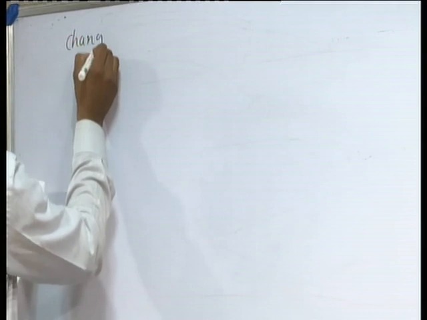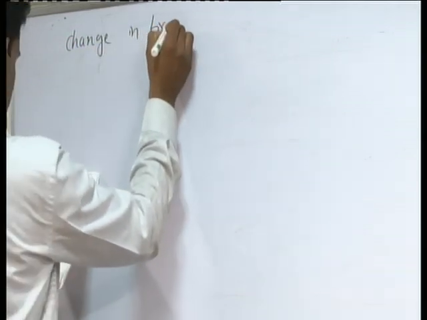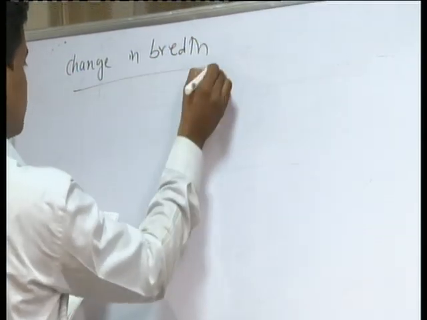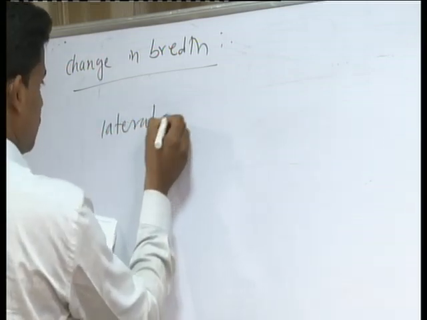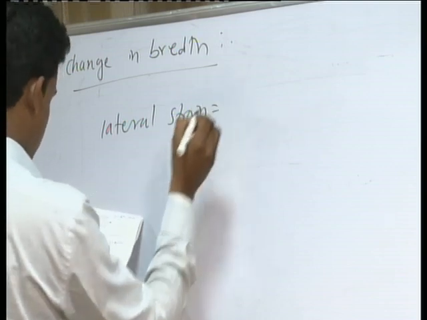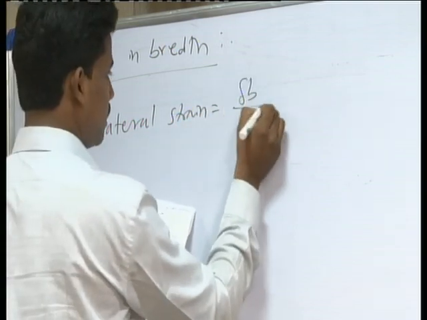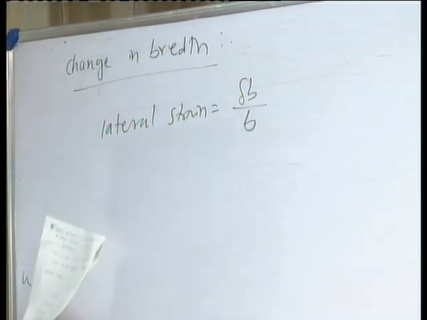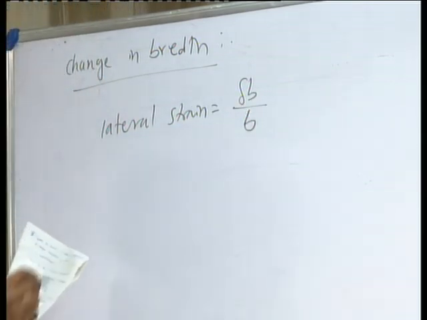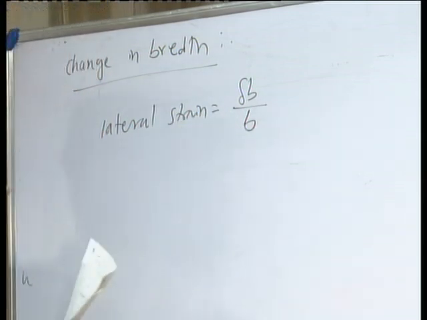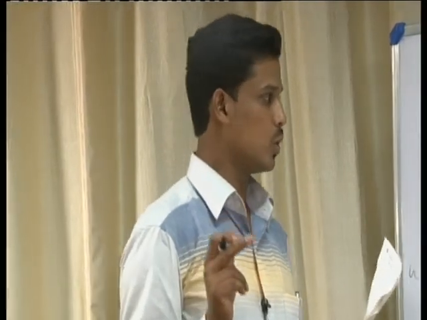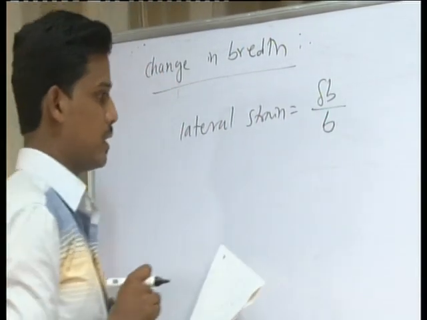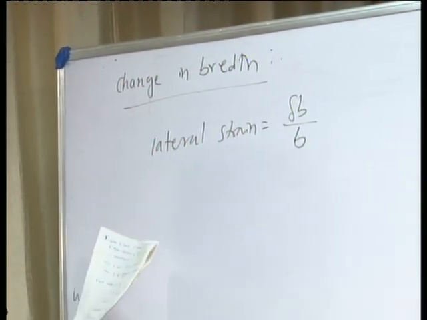So the next step is to find the change in breadth. Lateral strain is equal to delta B by small b, because B is exactly perpendicular to the application of the load. So the change in breadth comes under lateral strain.